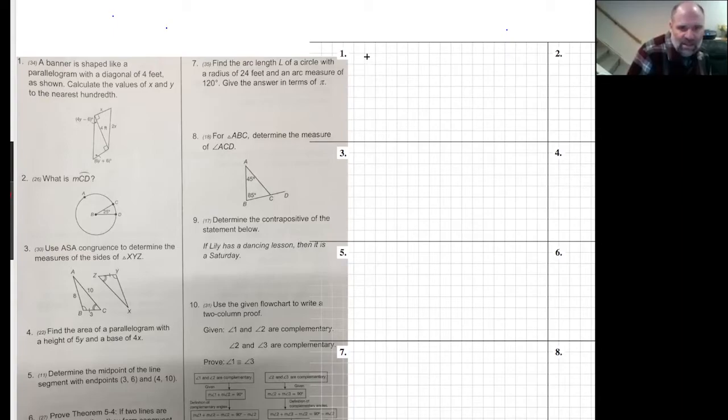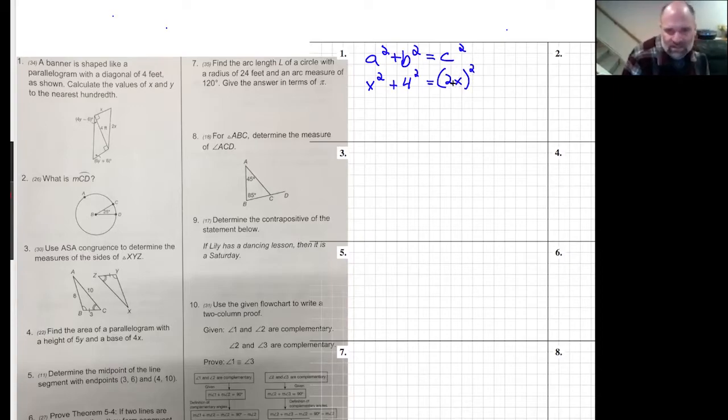So a squared plus b squared equals c squared. Let's start with that. It looks like a is x, so a squared is x squared. b is 4, so b squared is 4 squared. And then we've got (2x) squared, so put a parenthesis around there. If you don't, you're just squaring the x, okay? So let's simplify that. That's x squared plus 16 equals 4x squared.